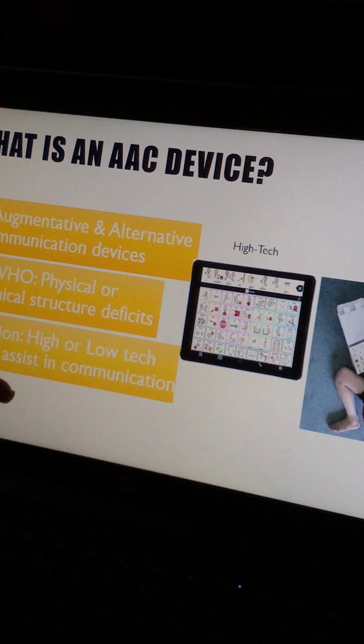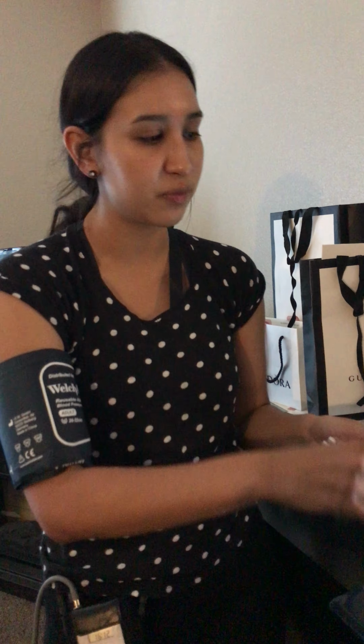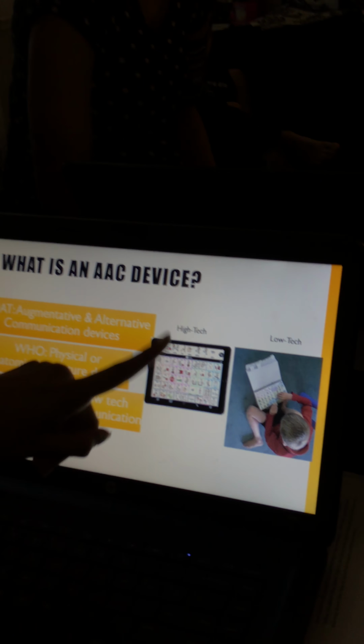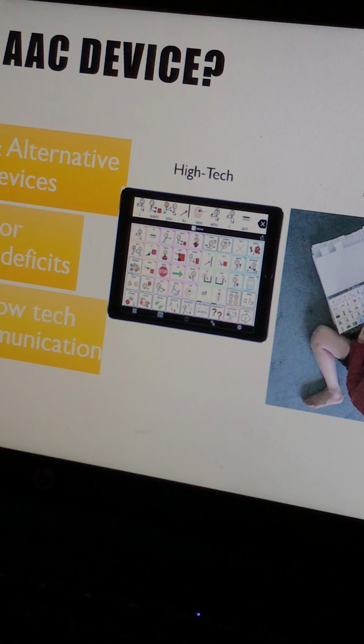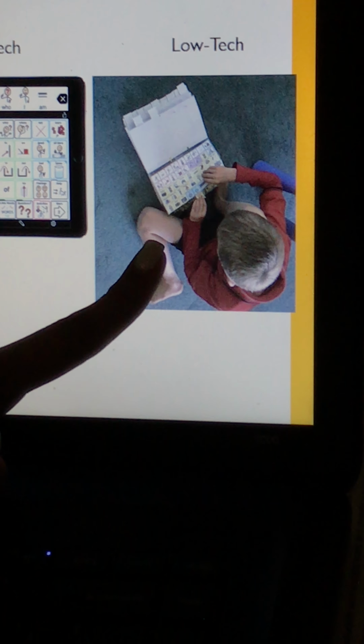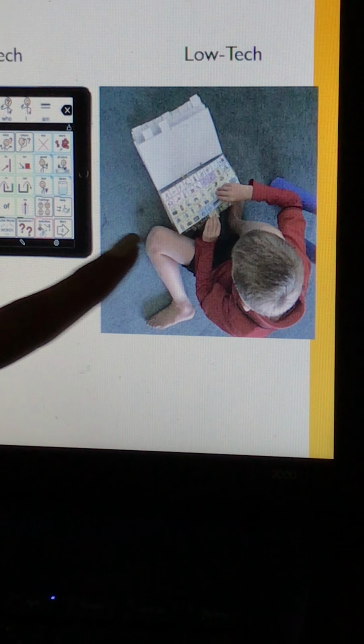Different devices work differently. They may click it and you just see it like a pointer kind of method, but it can also be where you click on it and then the computerized device speaks for them. And then here's an example of a low-tech device, which is simply just a picture board.